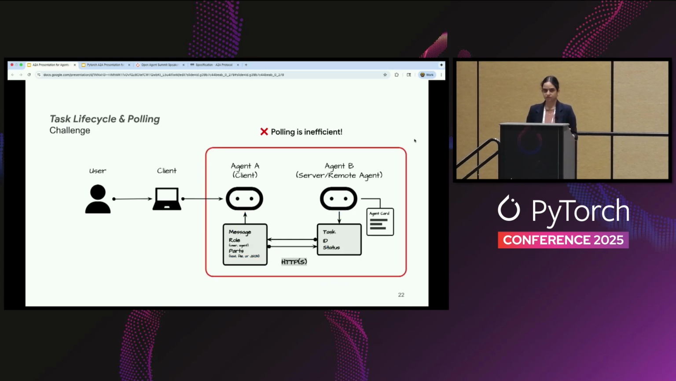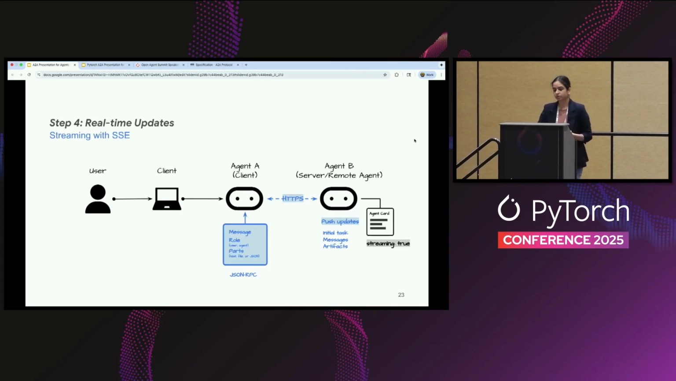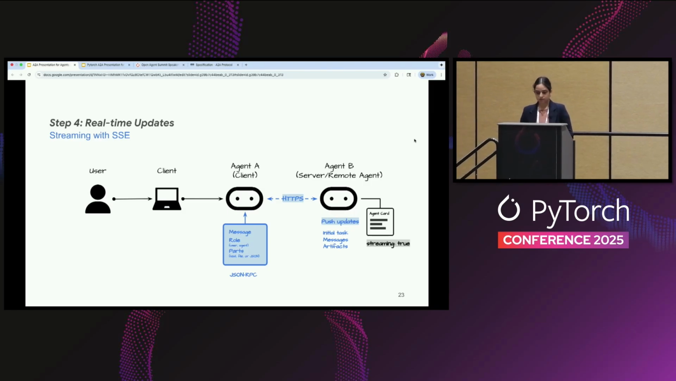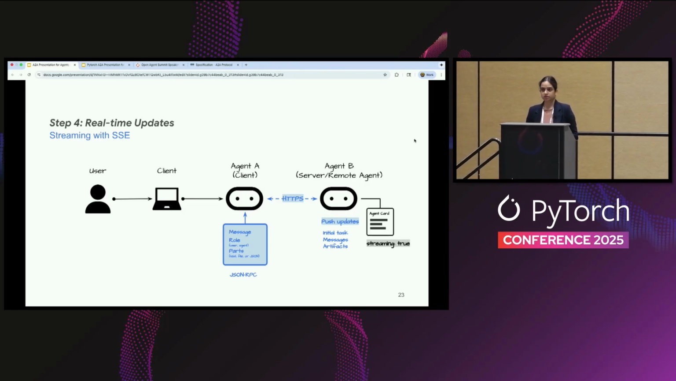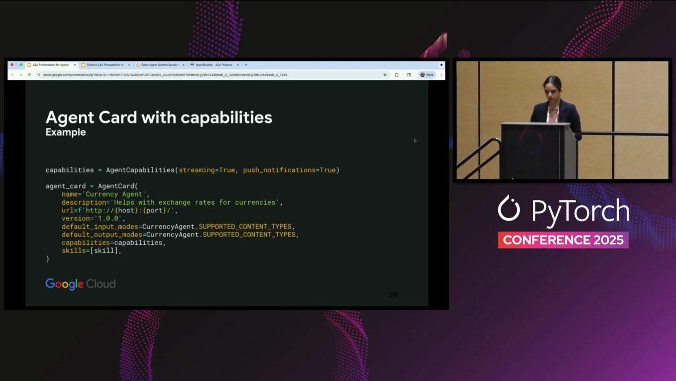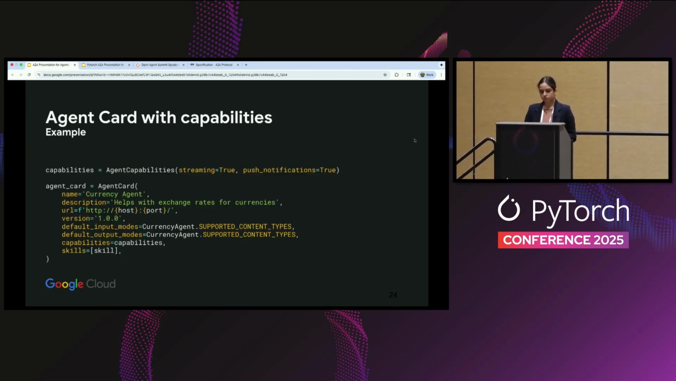But then polling is inefficient. Sometimes you may want to support push notifications and streaming. We do support that in A2A. So in case of agent B here, once the task is completed, agent B can send a push update to agent A. And then if the response is really long, it can break it into chunks and then send the response to agent A via streaming. So if your agent supports push notifications and streaming, you'll have to set the headers to true, as you can see at the top, the first slide.